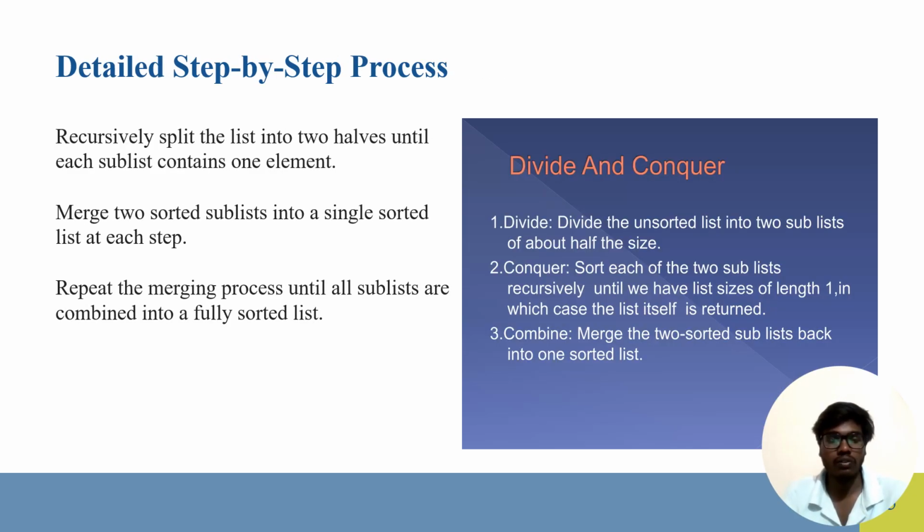Detailed step-by-step process. Recursively split the list into two halves until each sublist contains one element. Merge two sublists into a single sorted list at each step. Repeat the merging process until all sublists are combined. Here we can see we divide the whole list into small equal parts, and then we get all the single elements. So we start sorting them.